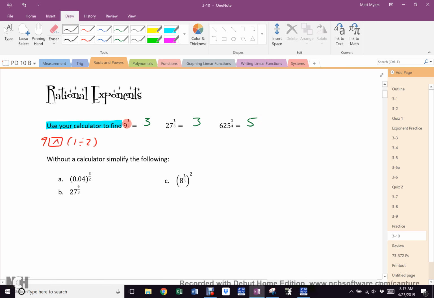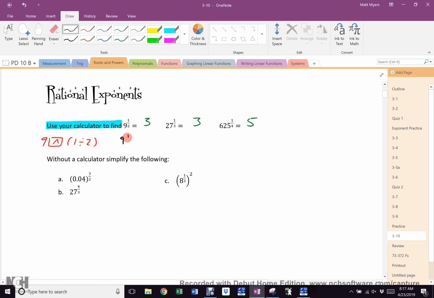What in this one is the base? 9. Excellent. What is the exponent? 1/2. Excellent. Well done. What does that mean? That is the answer. What does that mean? 9 will multiply by itself how many times? Half a time. Does that make any sense? Of course not. But you already know the answer to this.